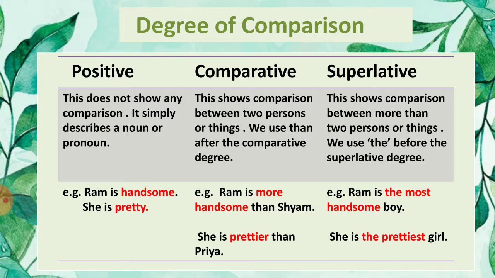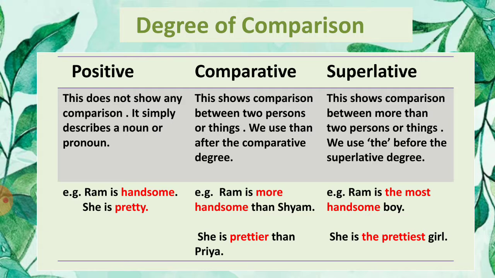Superlative degree. This shows comparison between more than two persons or things. We use the before the superlative degree, right? When we need to compare more than two persons or things, we use the before the superlative degree. For example, Ram is the most handsome boy, she is the prettiest girl.